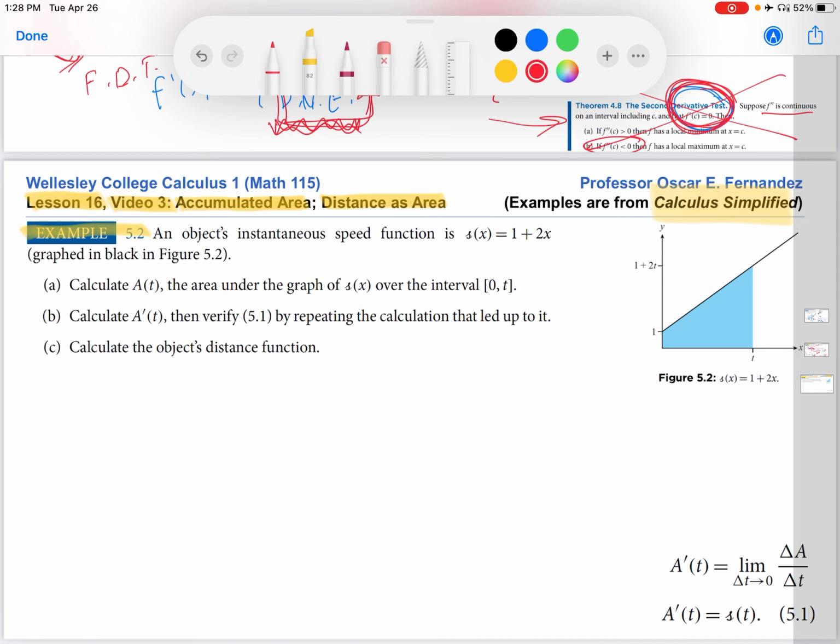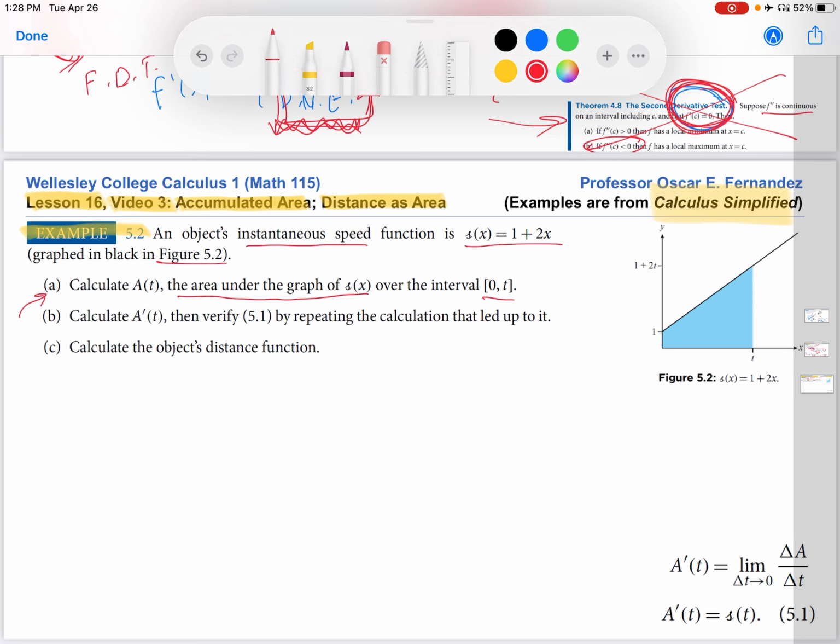An object's instantaneous speed function is s of x equals 1 plus 2x, graphed in black in figure 5.2 over here. Okay, and then part A, calculate A of t. This is the area under the graph of s of x over the interval 0 to t.